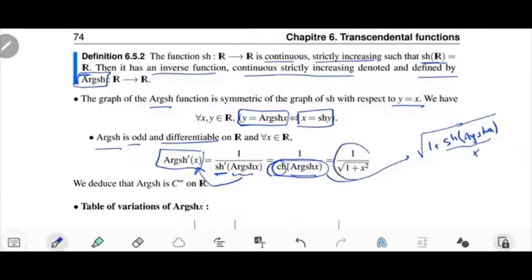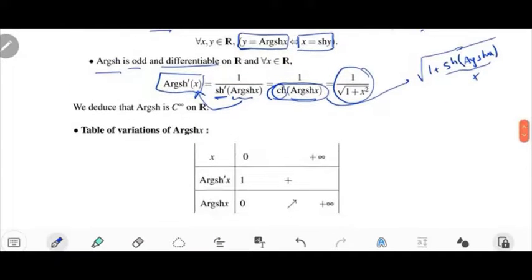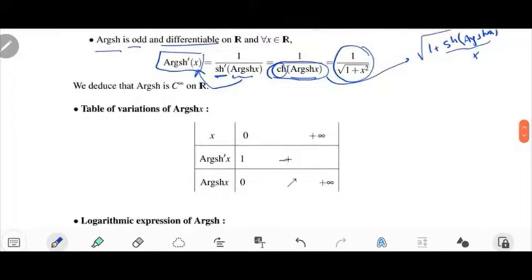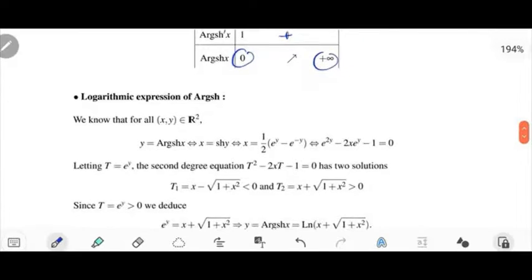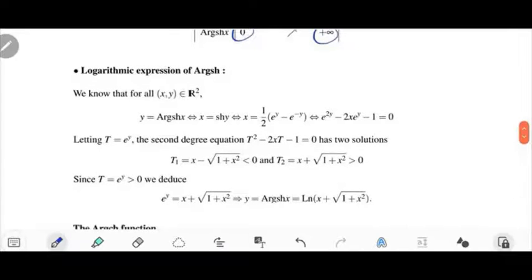So it's 1 over square root of 1 plus x². And if we draw the table of variations, of course it's an increasing function, and using the symmetry it goes from 0 to plus infinity. Now we can express arg sh as a function of a logarithm. How can we do this?